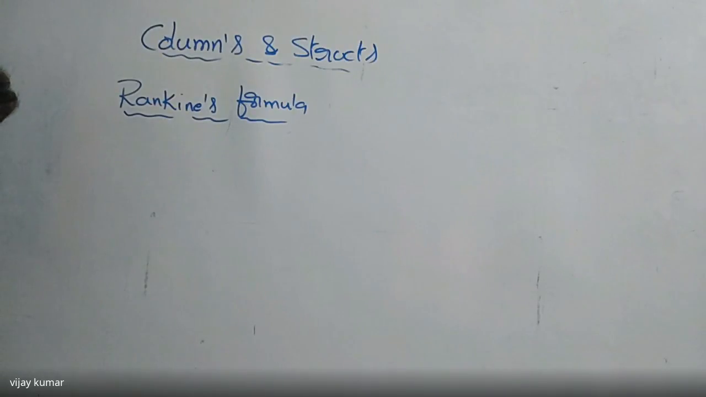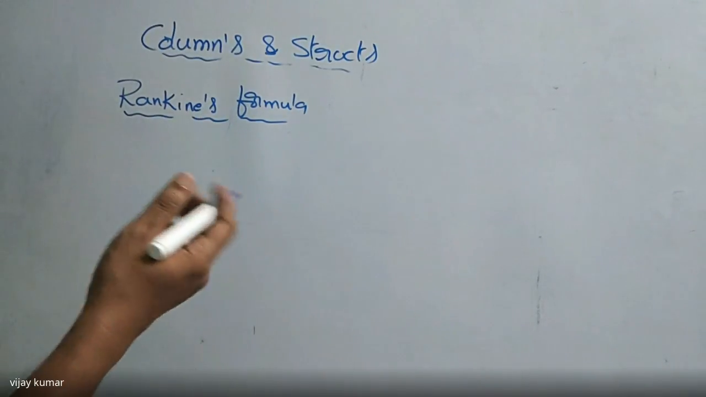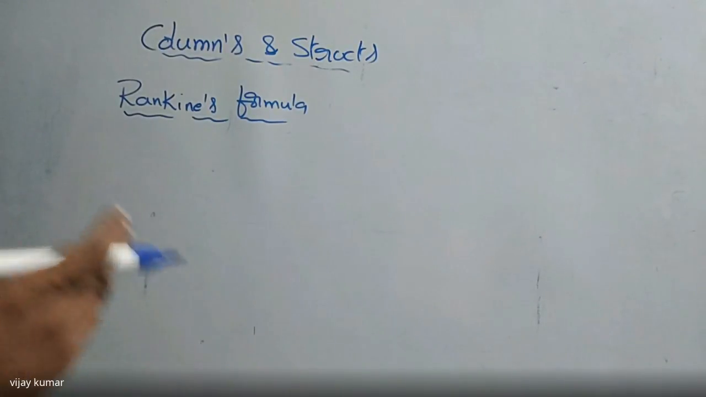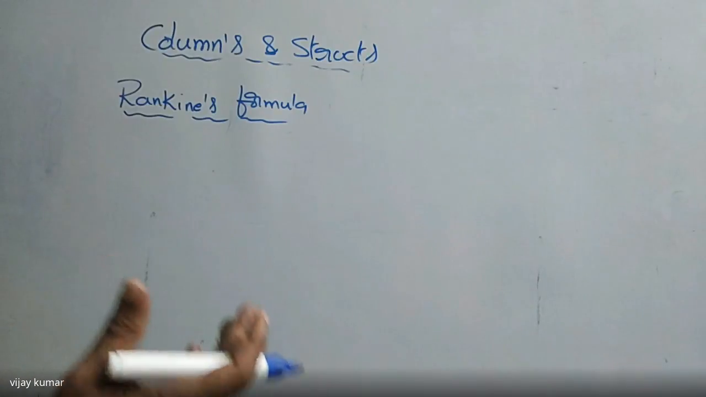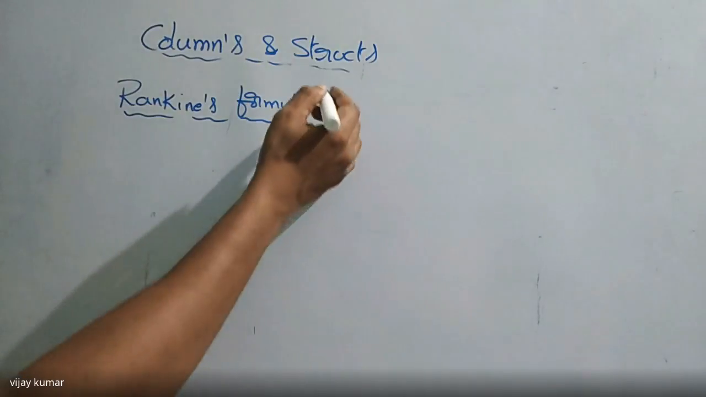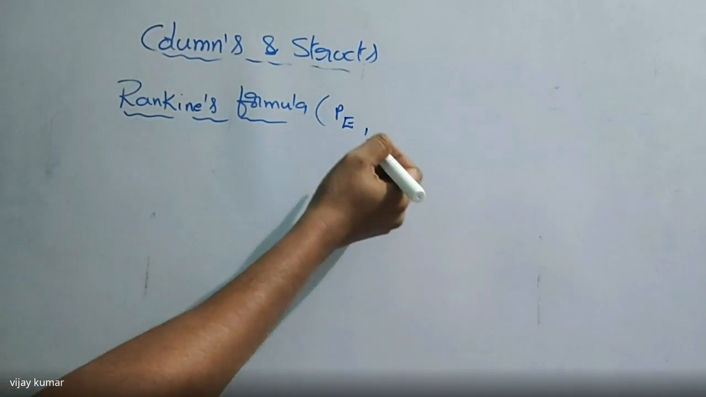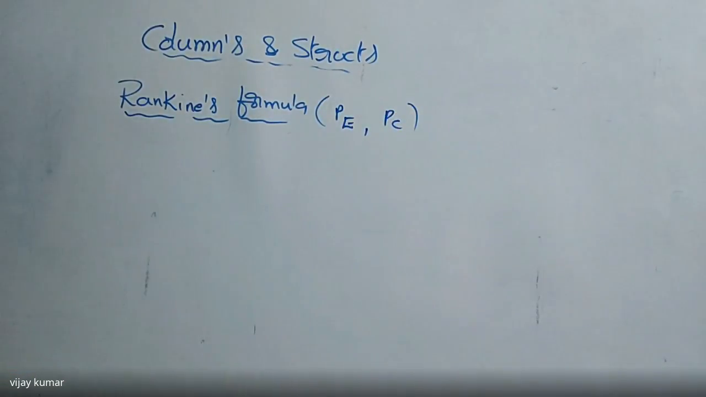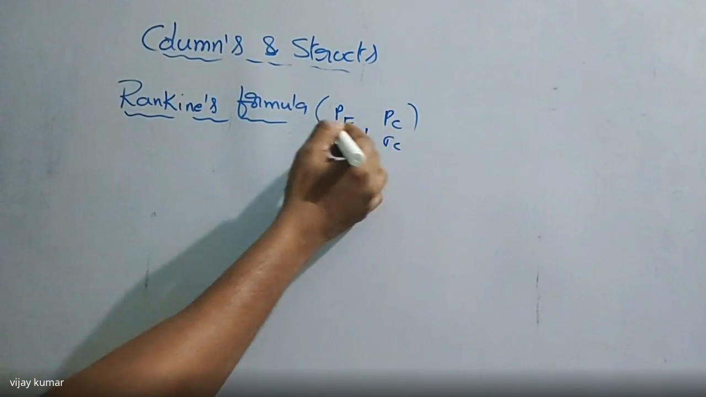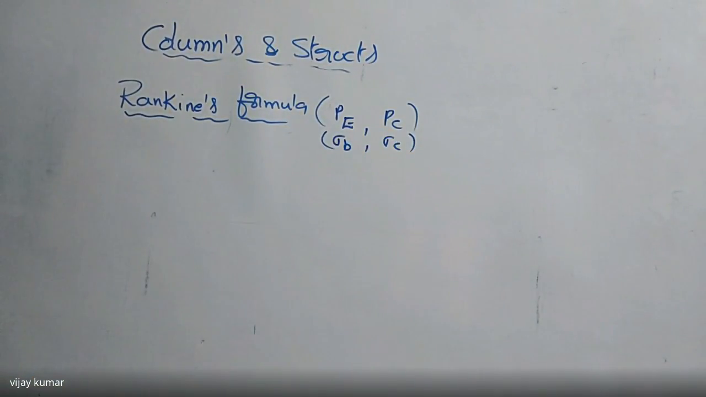So what Rankine says here: when a column is subjected to an axial compressive load, there must be two types of stresses. One is bending stress, one is crushing stress. So the column may fail in two ways, under bending or under crushing. So we have two loads. One is Euler's load or bending load, and one is crushing load. At the same time we have bending stress and crushing stress in the column when the column is subjected to an axial compressive load.